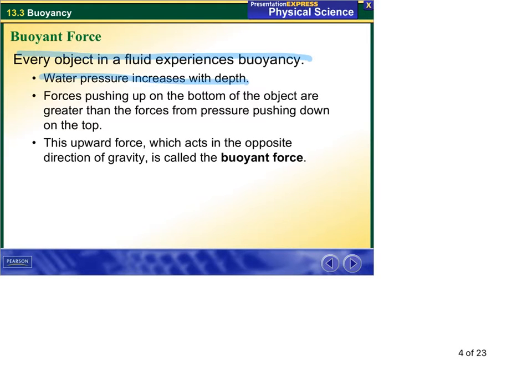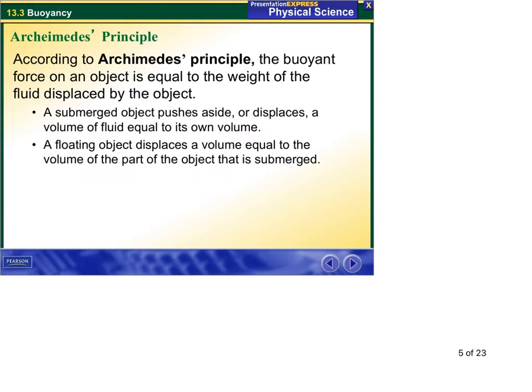Water pressure increases with depth. Forces pushing up on the bottom are greater than the forces pushing down on the top. This gives you a net upward force, called the buoyant force, and it's in the opposite direction of gravity.